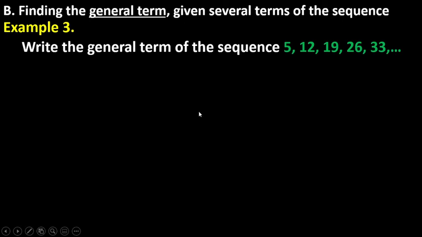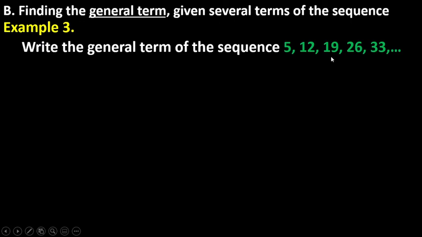Hi, let's continue part 2 of the discussion. For part 2, it is finding the general term given several terms of the sequence. Ito yung kabaligtaran nung first discussion natin. Let's continue. Say example number 3. Write the general term of the sequence 5, 12, 19, 26, and 33.